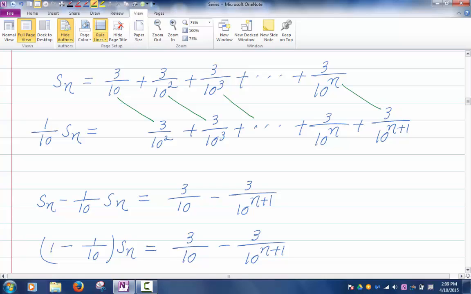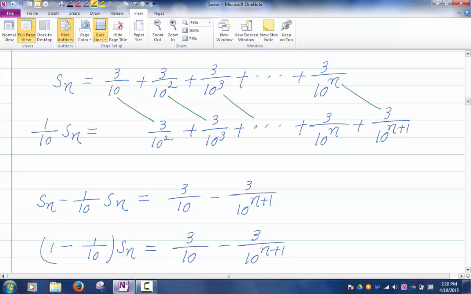Because all the terms in the middle, they will cancel out, right? 3 over 10 squared, 3 over 10 squared, 3 over 10 cubed, 3 over 10 cubed, right? They will all cancel out all the way up to this guy, and then you're left with this one and this one. So I'm going to get 3/10 minus 3 over 10 to the n plus 1. Why minus? Because I'm subtracting, right?